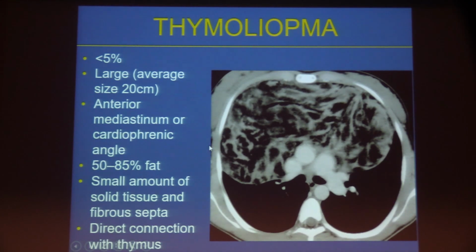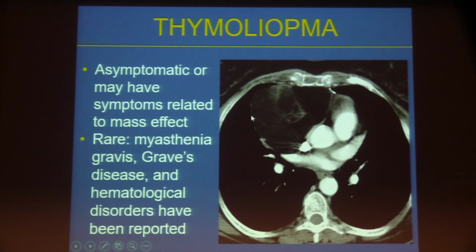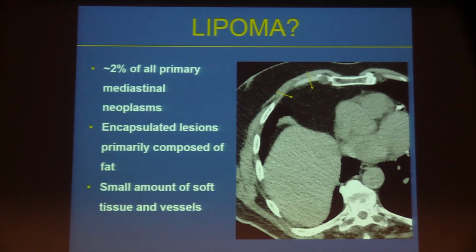So thymolipomas are very rare, and they're very large when they're encountered because they're asymptomatic. Up to 85% of them will have frank fat. If they're soft tissue, it's sometimes organized like this in a wave-like pattern. It can have less, as in this case over here. Rarely it's associated with myasthenia gravis or Graves' disease, but it's the presence of fat, the lack of symptoms, the relatively young age, which would raise this diagnosis.